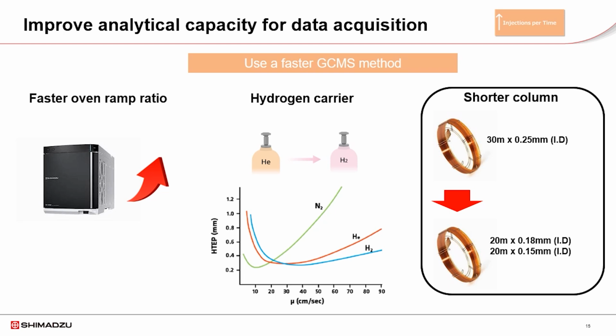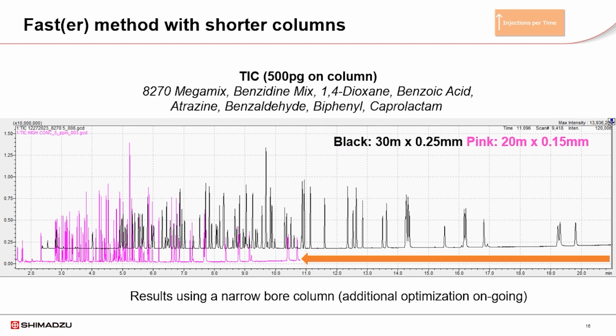So this is a comparison example between the 30-meter column and 20-meter column TIC, using the same type of column with the same theoretical plates. We use a typical 8270 semivolatile method with 8270 standard mix, which includes 8270 megamix and benzidine, 1,4-dioxane, benzoic acid, and other compounds. The 30-meter column result meets all the requirements for the 8270 method. It means that the GCMS-QP2050 is able to run the semi-volatile application following the method with a 30-meter column.